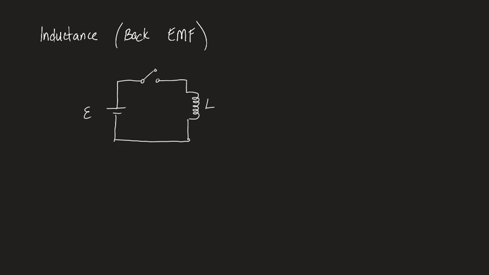no current in the system and I go to close this switch, well, currently inside the inductor, before the switch is closed, there's no current in the wires that are being used to create the inductance. So right now, current equals 0. That also means that there's no magnetic field inside the inductor.